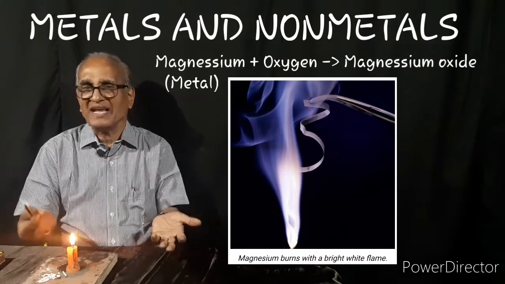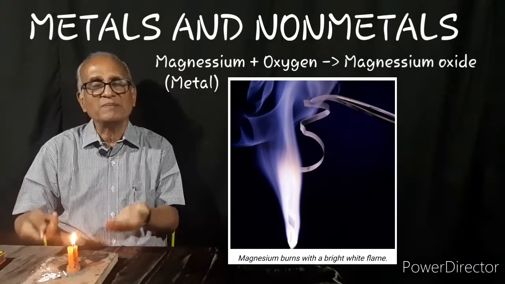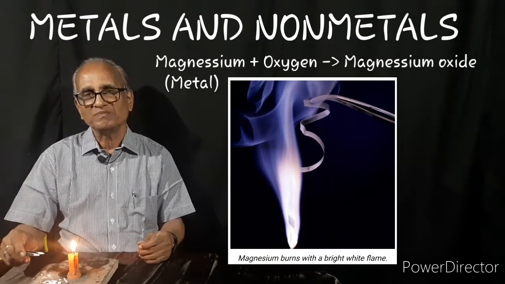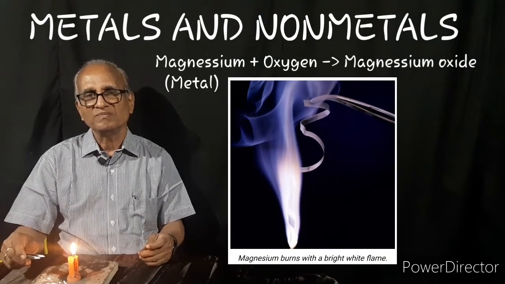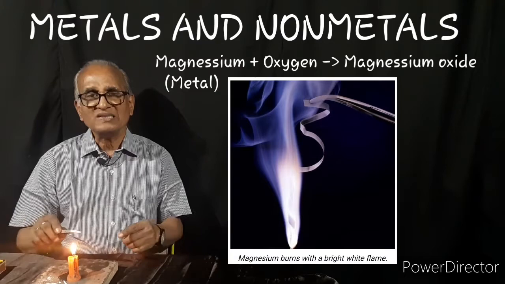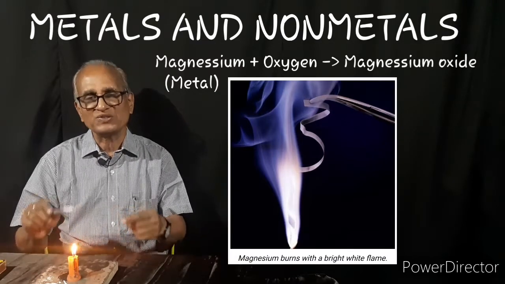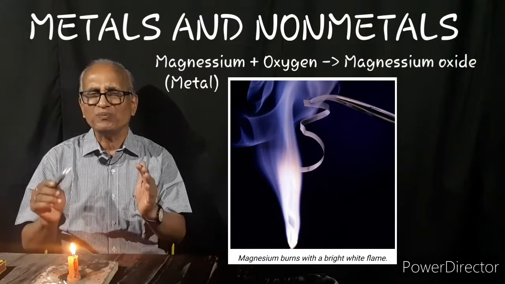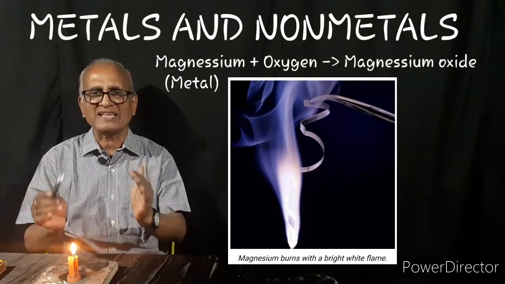Any burning takes in oxygen. Here too it's the same thing. So we get oxide of magnesium. So this is how a metal behaves. Here it's an extreme case. It gives a bright, white, dazzling color.